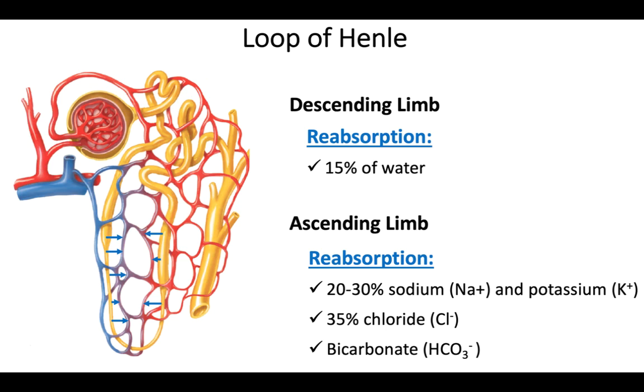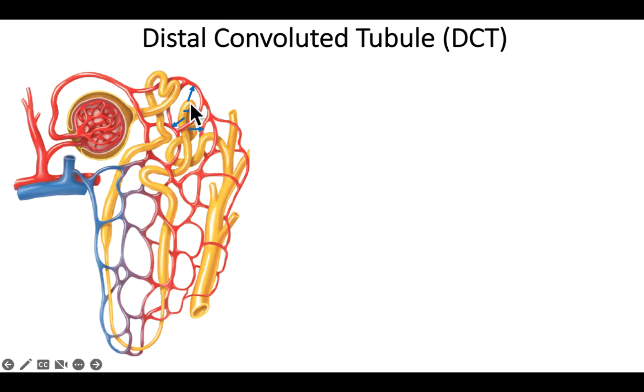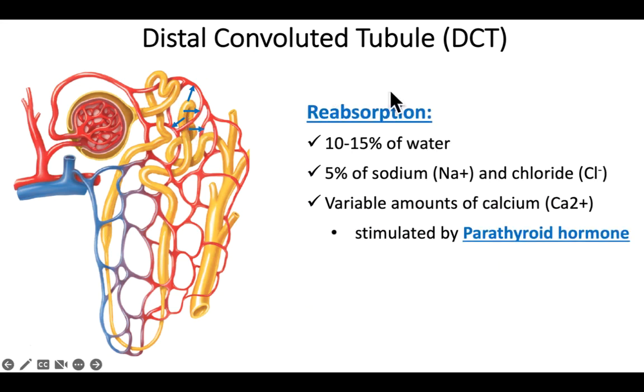Now notice the descending and ascending limb are in essence opposite of one another. The direction the fluid's traveling is opposite, goes down versus up in the loop, and then water versus solutes. All right, so that's the loop of Henle. Next structure is the distal convoluted tubule, so that's right here. What it's known for is a little more reabsorption of water, a little more reabsorption of sodium and chloride.